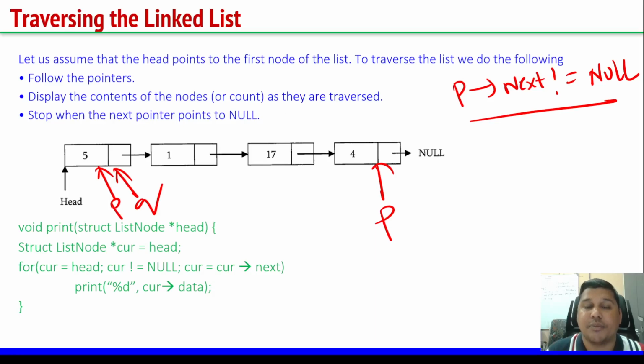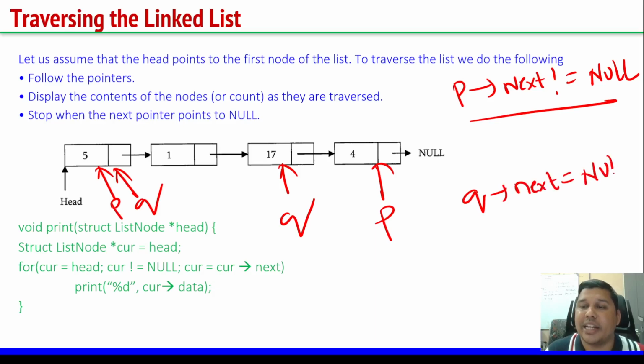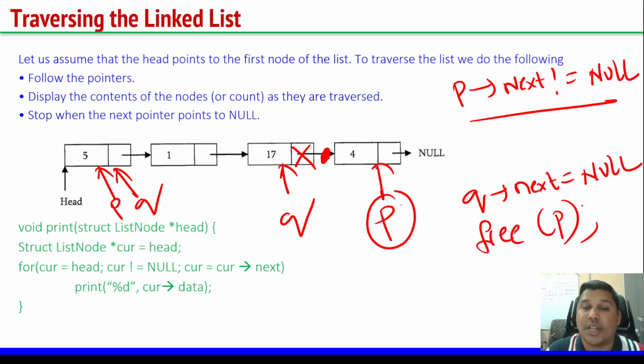Okay, next you bring your q here. That's it. What you have to do? Q's next, just simply make it null. When you make this null, this chain is broken. And why do we need this pointer p here? Because we have to free it, right? We have to delete that memory. For that I have taken p, free of p.